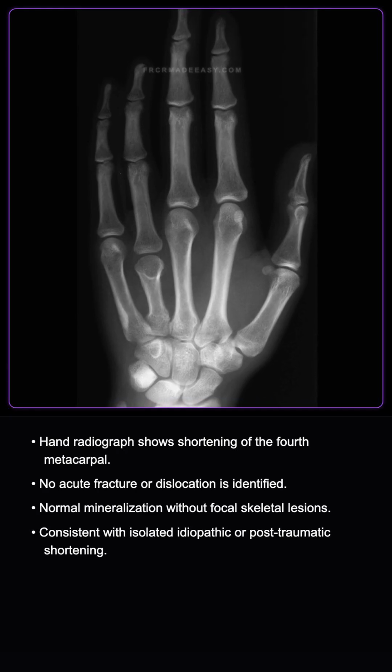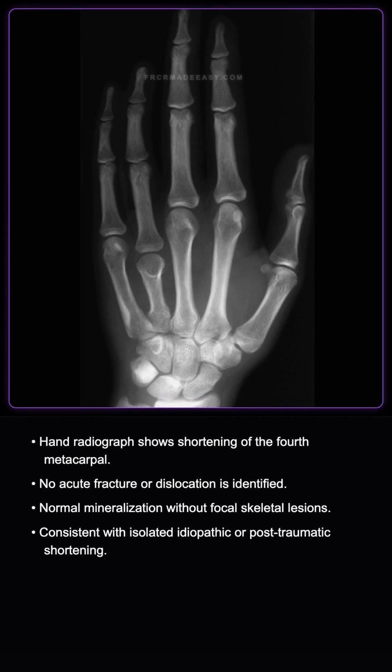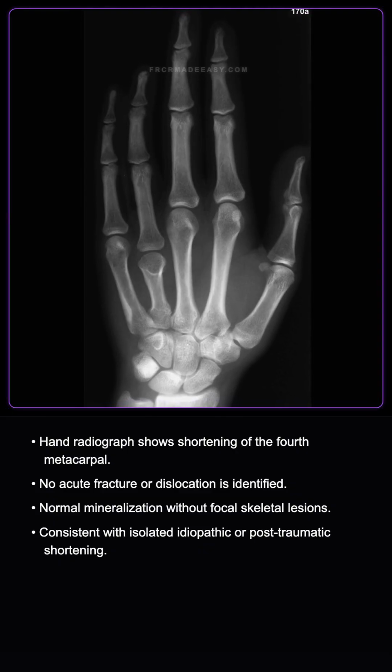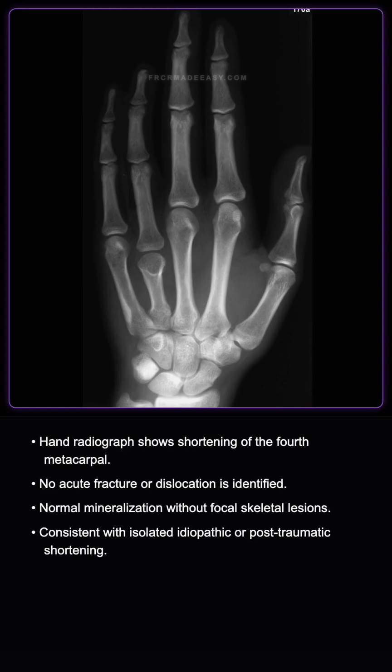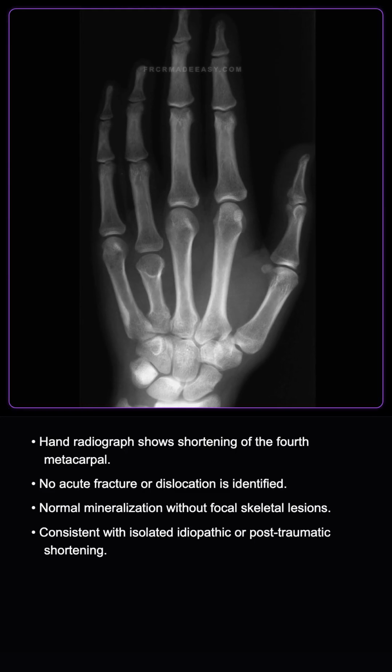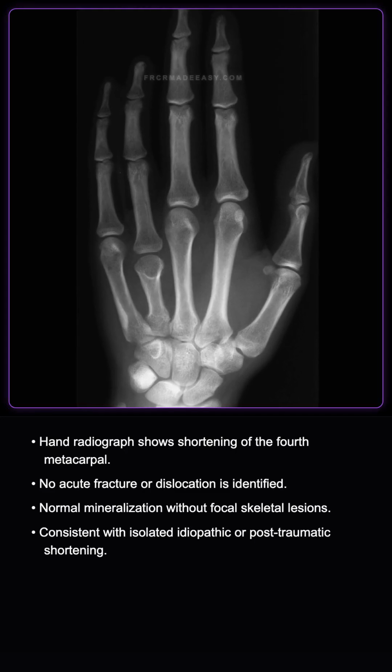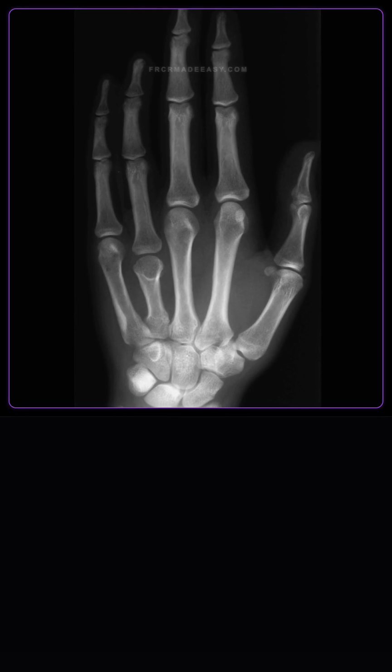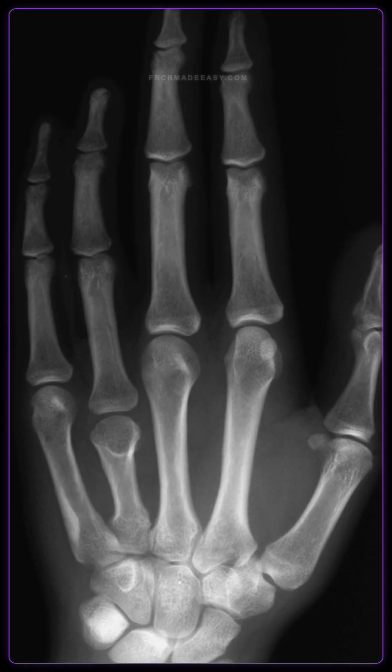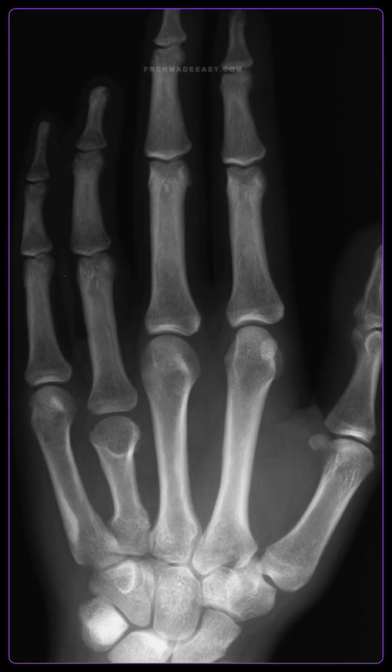The bones show normal mineralization with no focal lytic or sclerotic lesions. The findings are consistent with an isolated idiopathic shortened fourth metacarpal, or possibly secondary to childhood growth plate trauma. What is the differential diagnosis for a shortened fourth metacarpal or metatarsal, and which conditions should we consider?